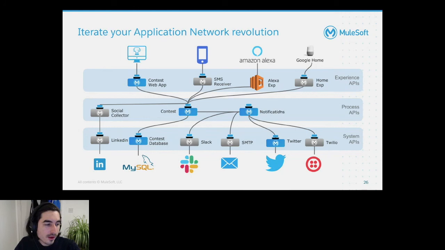For the notifications, it's more interesting. You can use a simple mail transfer protocol or Slack maybe, or even send an SMS. Maybe your participants are registering their phone number, so you also notify them by phone that they won.